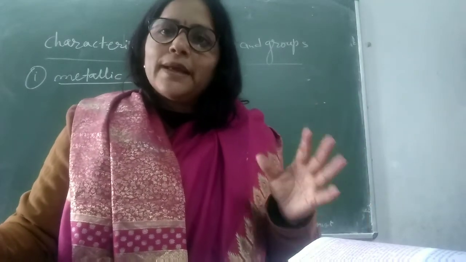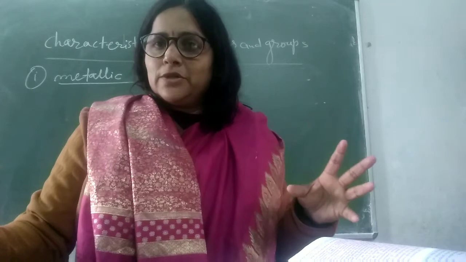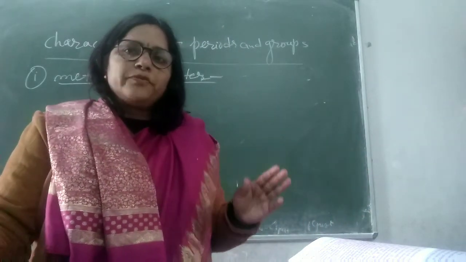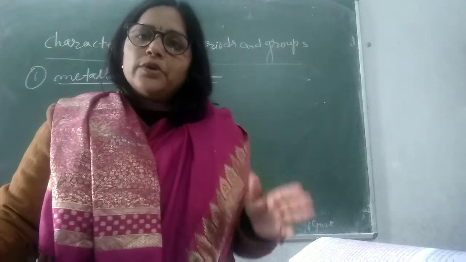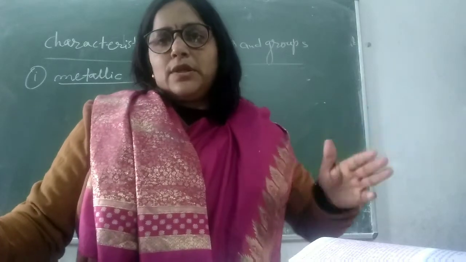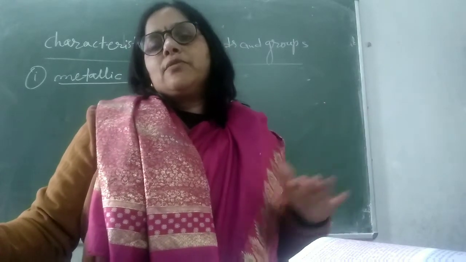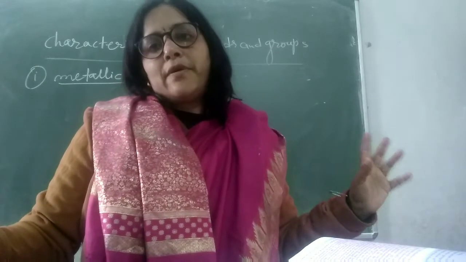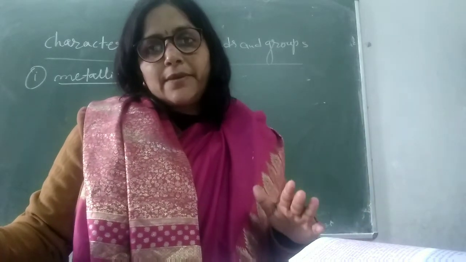All of you know that valence electron remains the same in a particular group. Valency also remains the same in a particular group. When we are moving down a group, the valence electron remains the same, as well as valency. But when we are moving in a period, the valence electron continuously increases from group 1 to group 18.